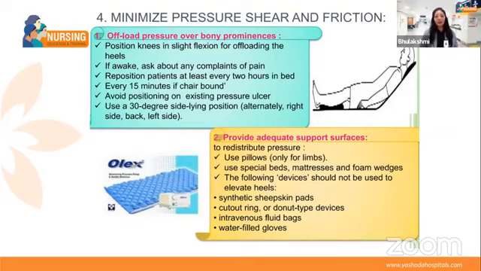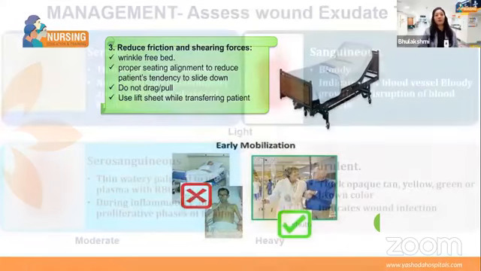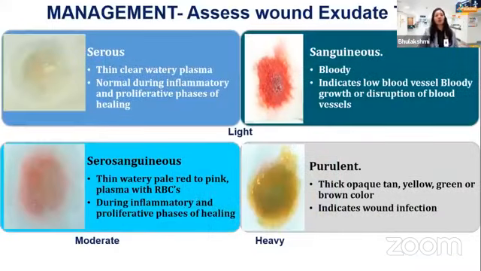So in order to prevent the pressure ulcers, we should not use things like water-filled gloves or intravenous fluid bags. Don't depend on those. Always go for mechanical devices which will support the patient. And always provide a wrinkle-free bed to the patient, and do not drag or pull the patient from up to down. Always use proper lifting techniques and use a lift sheet while you are transferring the patient from the bed to the stretcher or to the wheelchair. And these are most of the preventive measures which we will be taking care of.